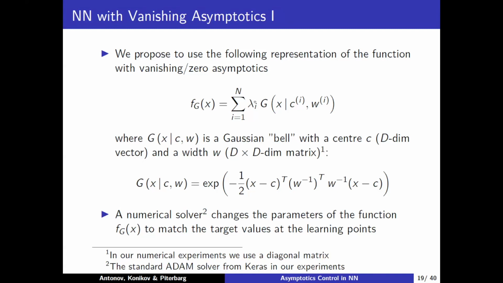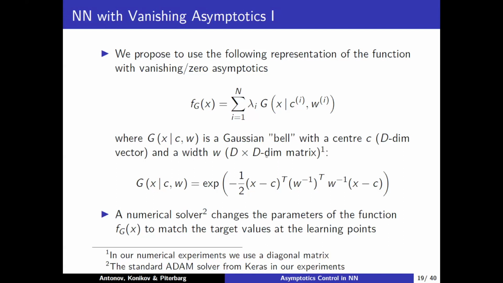It's a linear combination, lambda i, of Gaussian functions, which we call Gaussian bells, where c i is the center of this Gaussian bell, and W is its variance. In our experiments, this W is not a full matrix, not a matrix D by D, but a diagonal matrix. So just simply a vector.